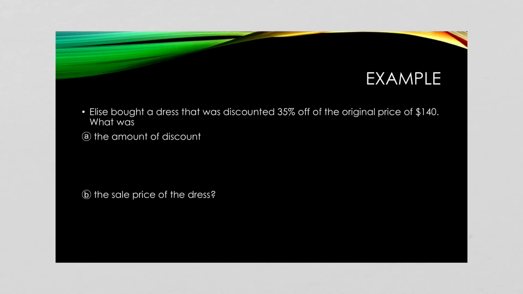Elise bought a dress that was discounted 35% off of the original price of $140. What was the amount of discount? So again, we're going to do 140 times the percent off, and that is our amount of discount. So 140 times 0.35 is $49. So there is a $49 discount on this dress. And the sale price of the dress is the original amount minus 49, which is 91. So she pays $91 for this dress.